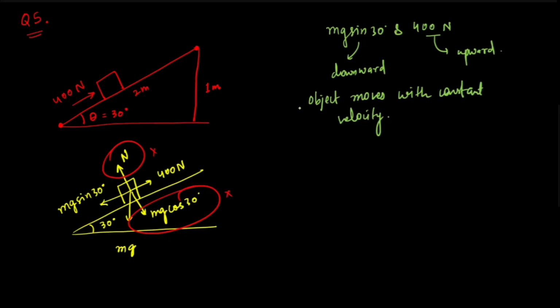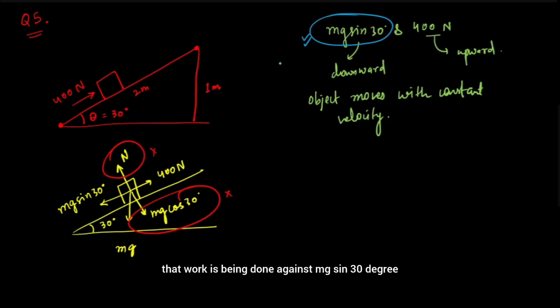The same amount of force that's making it go down. They have to apply a force greater than mg sine 30. Yeah, we should say that work is being done against mg sine 30 degrees, and work is done in such a way that the object gets a constant velocity. So the force with which it is going upward is 400 newtons, and this is the force which is acting in the downward direction also. Then only it is possible.